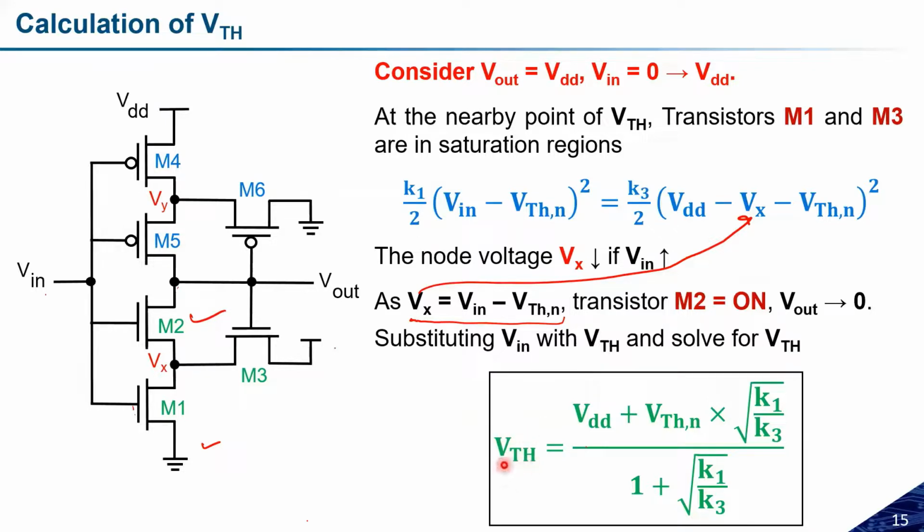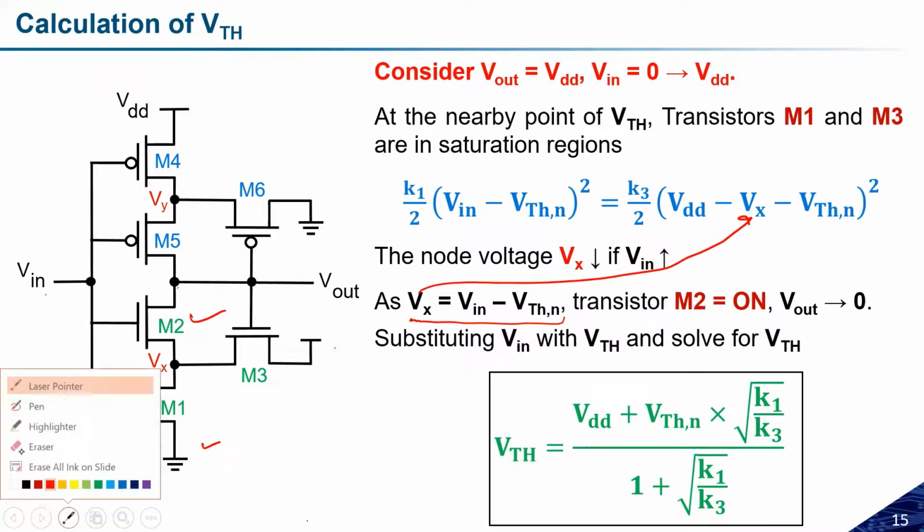Sir, one more doubt. When M2 will be on, you told that Vout will be discharged through M2 and M1. But there was a path before M2 being on, from Vout through M3 and through M1. So it will discharge before M2 being on, right?